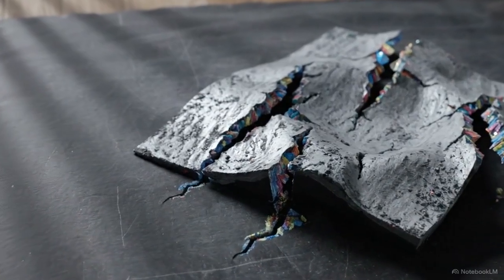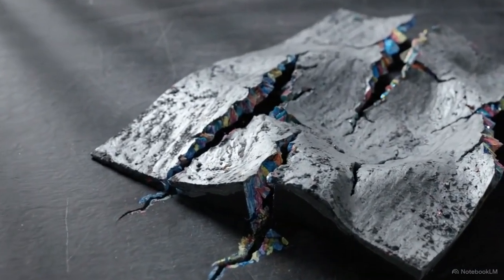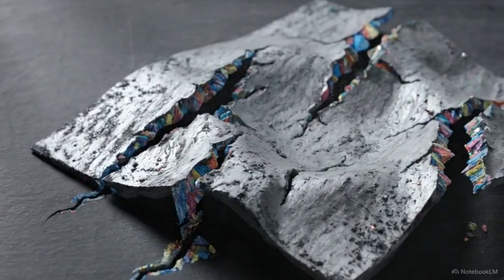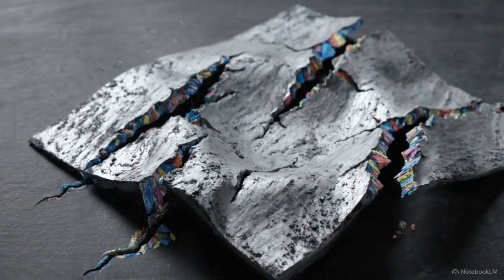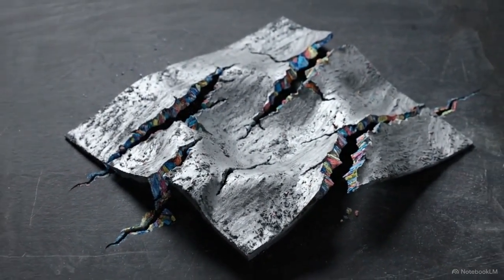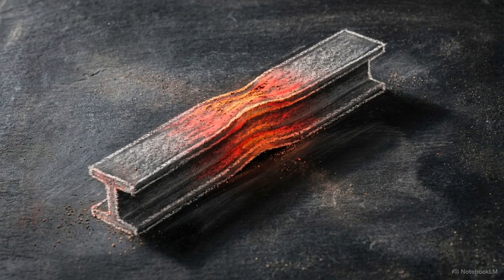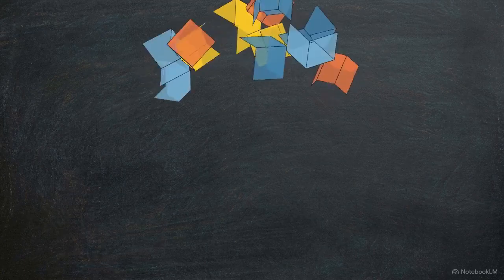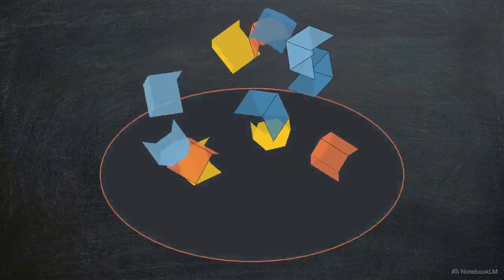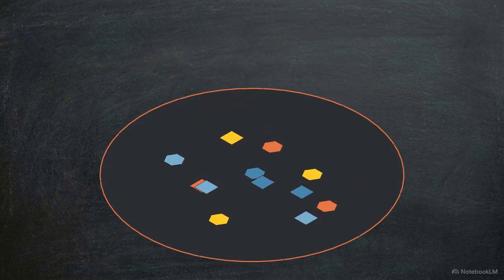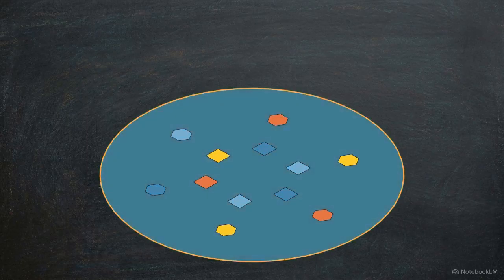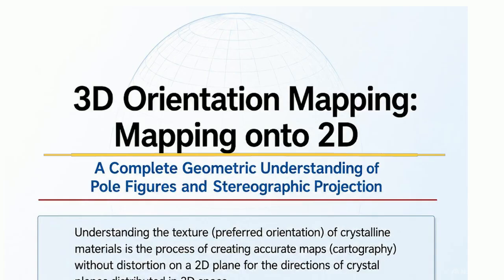When solid metal yields to pressure and fractures, that macroscopic failure is dictated entirely by its microscopic, three-dimensional internal alignment, known as crystalline anisotropy. To predict how a material will bend, break, or conduct heat, engineers must take the complex 3D spatial orientations of these microscopic crystals and flatten them onto a readable 2D analytical map. This problem is the domain of 3D orientation mapping, and its primary mathematical tool is the stereographic projection.